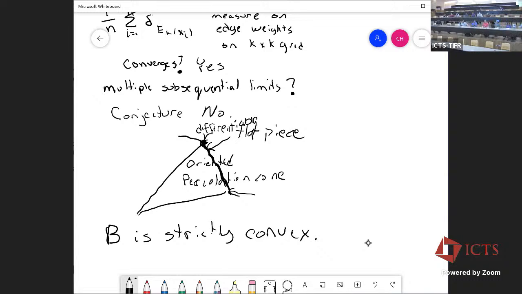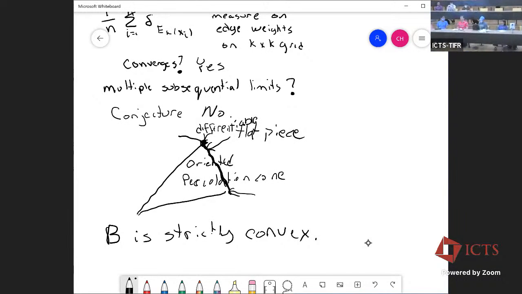Well, questions? Yeah, go ahead. So Chris, at either end of the flat spot, you could have essentially the same empirical measure, but why should that say that the flat spot doesn't exist?